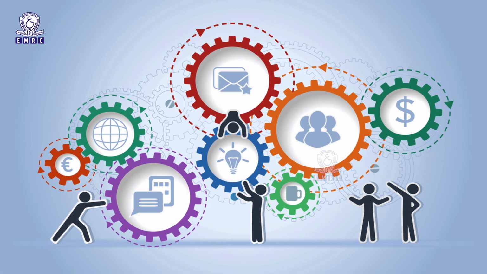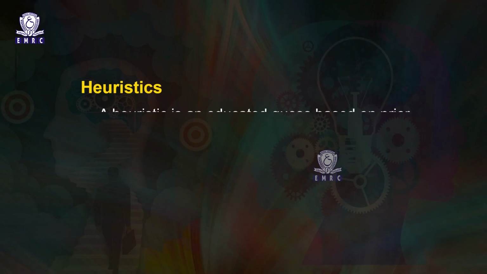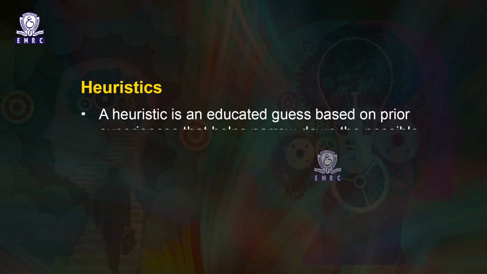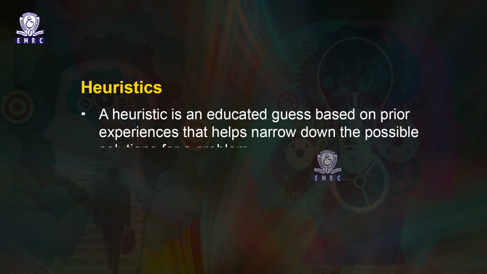A heuristic or rule of thumb is a simple rule that is intended to apply to many situations, whereas an algorithm is very specific and will always lead to a solution. A heuristic is an educated guess based on prior experiences that helps narrow down the possible solutions for a problem.